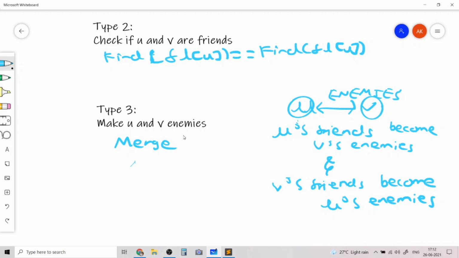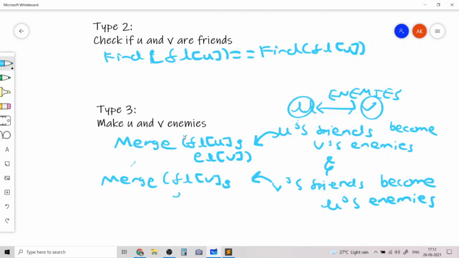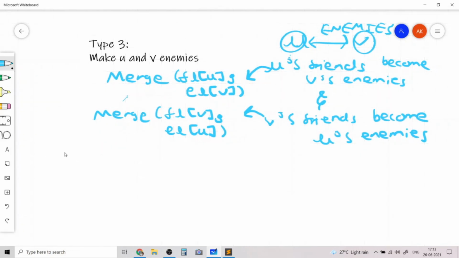So that essentially means that we need to merge the friends of U with the enemies of V, and that corresponds to the first statement. And the second statement means that we need to merge all the enemies of U with all the friends of V. So this handles the type 3 operation.